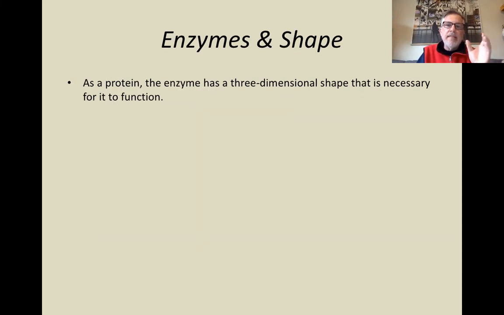As a protein, the enzyme has a three-dimensional shape that is necessary for it to function. We've talked about this all along. When we talked about transcription and translation, we talked about enzymes that needed to be transported to the Golgi apparatus, where they are further processed and folded into proper shape. And now we're going to see one of the reasons why.